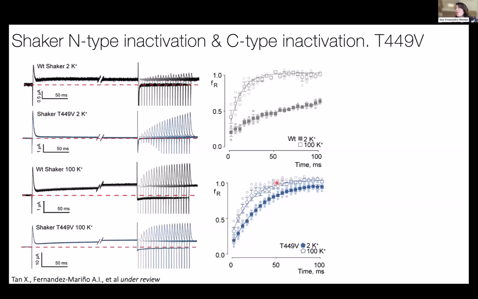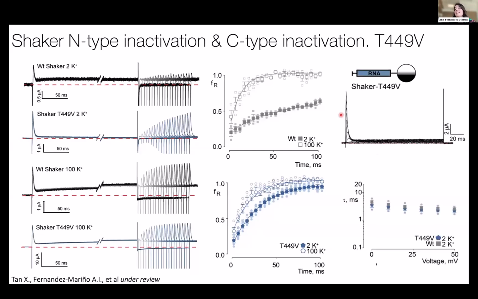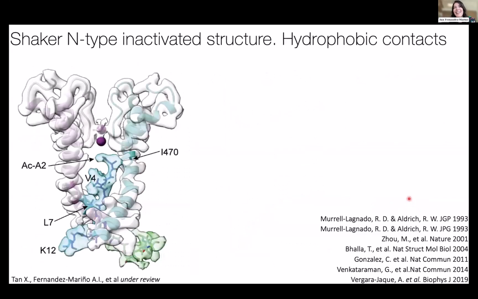And therefore, we conclude that C-type inactivation of the filter probably stabilizes the N-type inactivated state, and rising extracellular potassium speeds the recovery from N-type inactivation by pulling the channels from the C-type inactivated into the conducting state and helping them recover. And just in case you were wondering, I also tested that T449V does not affect the inactivation kinetics, because I did wonder about that.